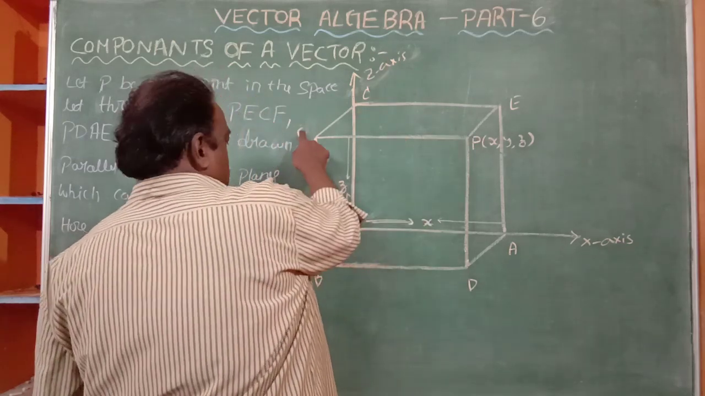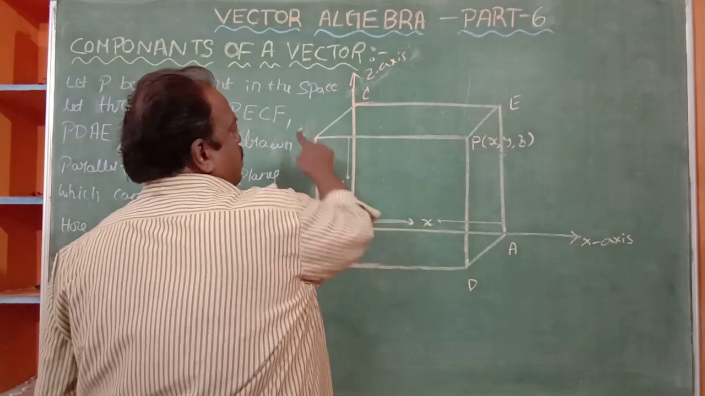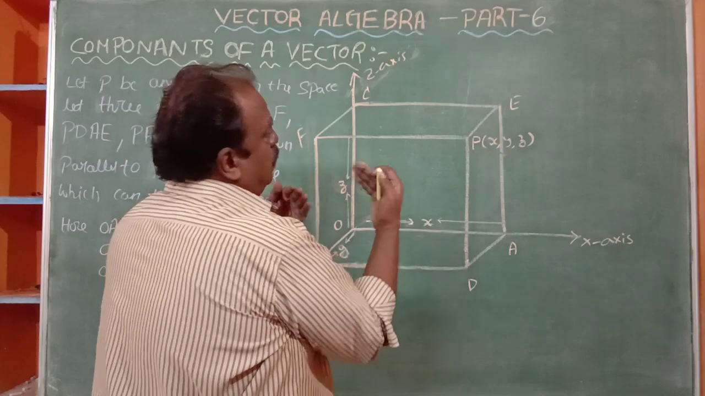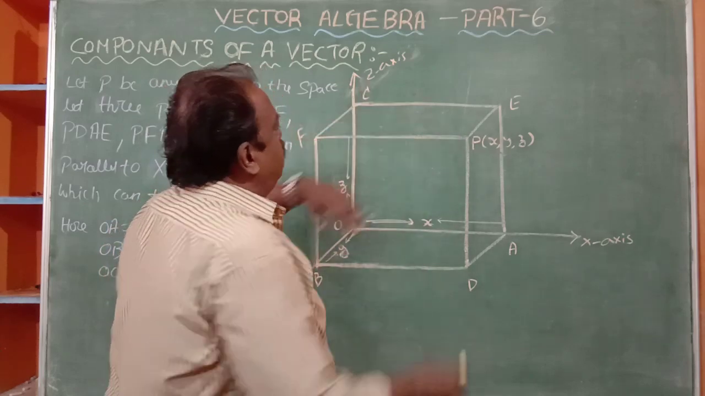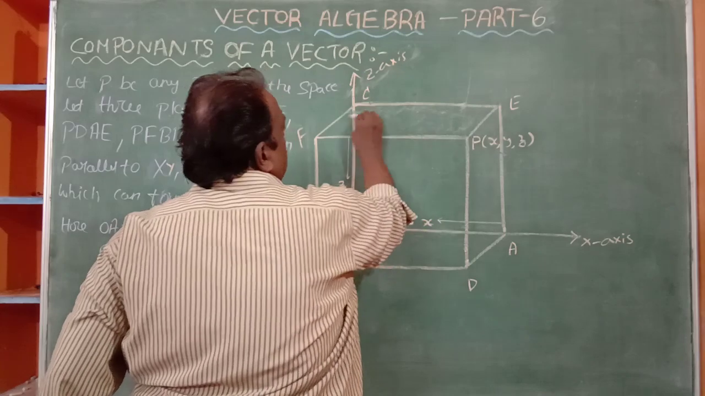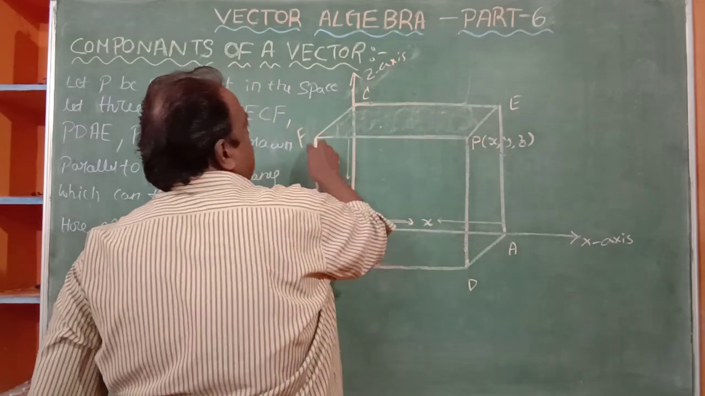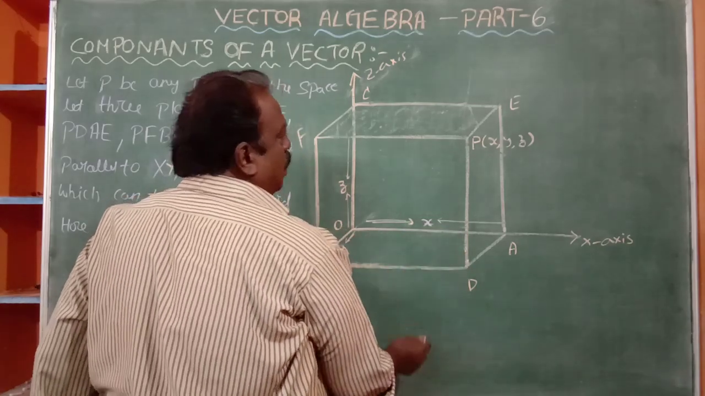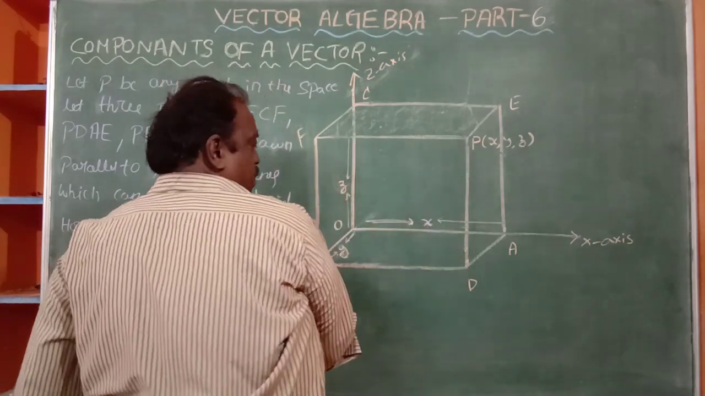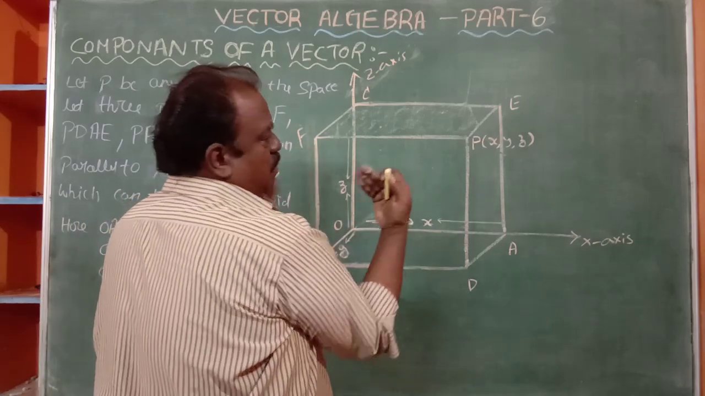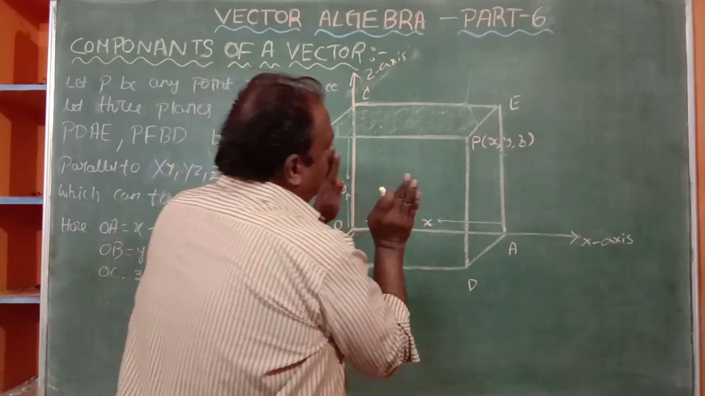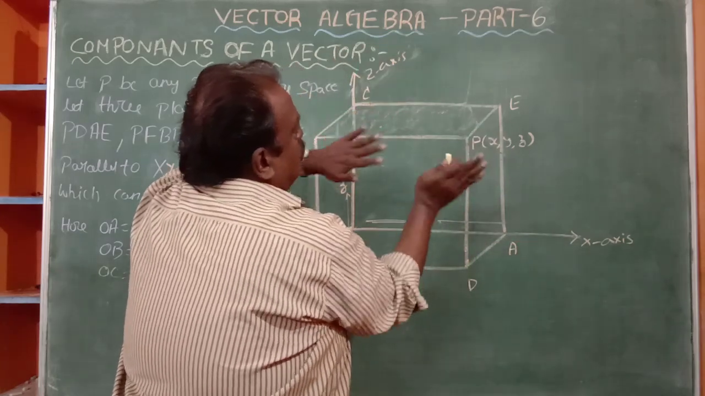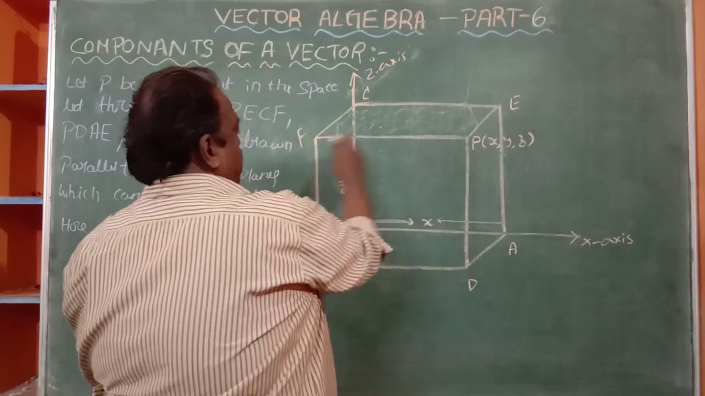Similarly, P, F, B, D is a plane. It is parallel to the XZ plane. But this plane, PFCE, is a plane parallel to the ground. And PFBD is a plane in front of us. It is parallel to the XZ plane. XZ plane is that wall. That wall is parallel to PFDB.